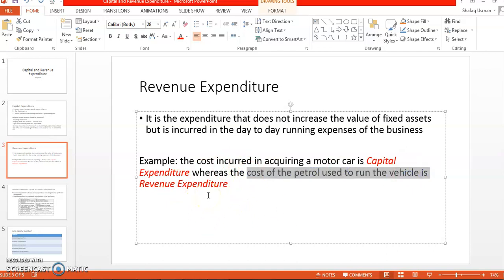I hope that makes more sense now. So when you buy a new fixed asset, it is capital expenditure. But when you're actually spending money on running the fixed asset, using it by paying the cost of the petrol, in this case, we call it revenue expenditure.